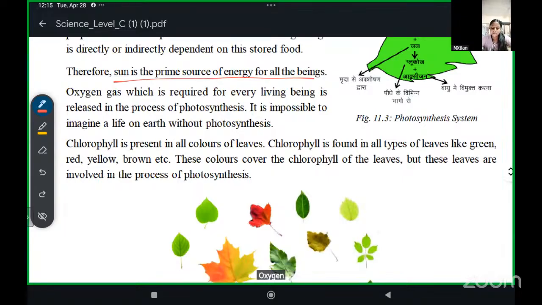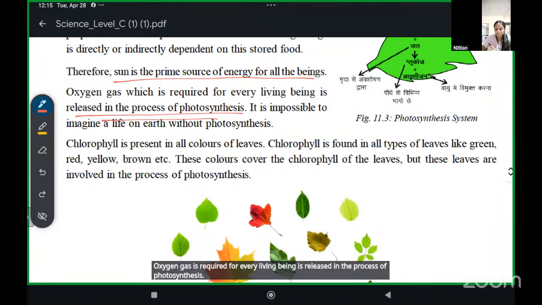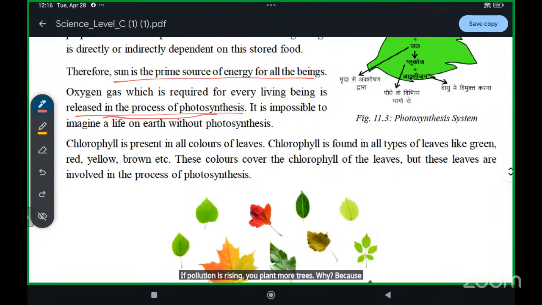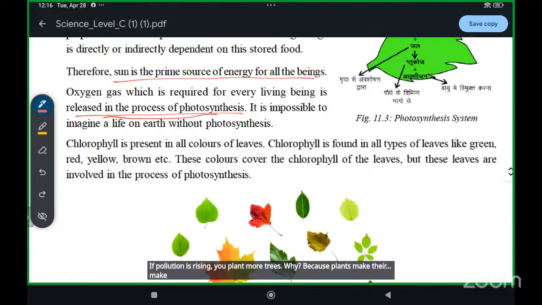Oxygen gas, which is required for every living being, is released in the process of photosynthesis. Why do they say to plant more trees? If pollution is rising, you plant more trees. Why? Because plants make the air fresh and clean by releasing oxygen.